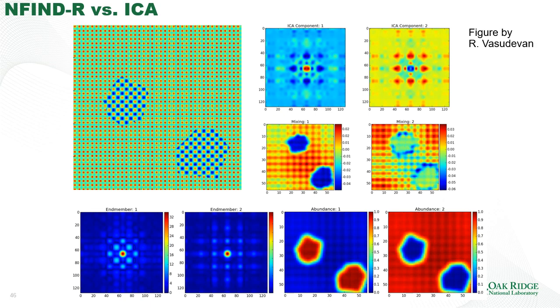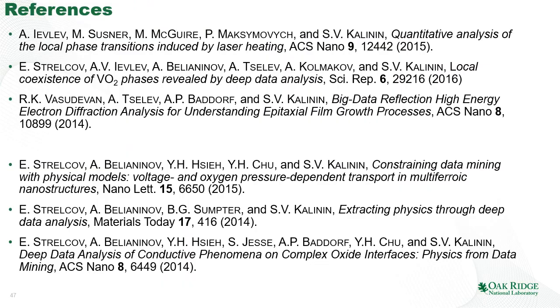How does this N-FINDR compare to ICA? This is the example when we perform the ICA unmixing of the sliding Fourier transform and N-FINDR of the sliding Fourier transform. You can see that N-FINDR works extremely well and ICA does not, exactly because in one case the method satisfies the physics of the problem and in the other case it does not. So here is your argument. You can learn more about these methods in this set of papers.